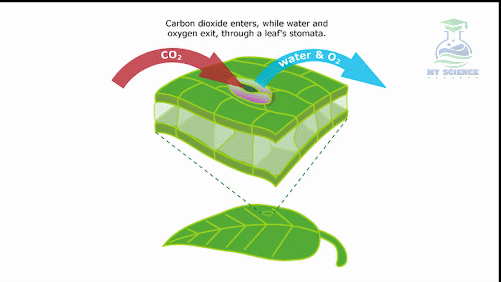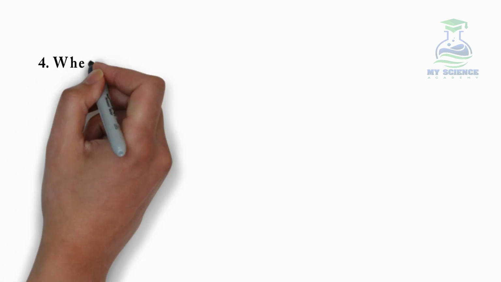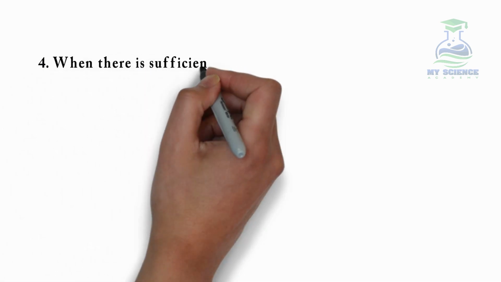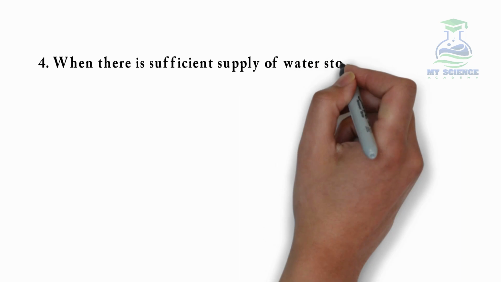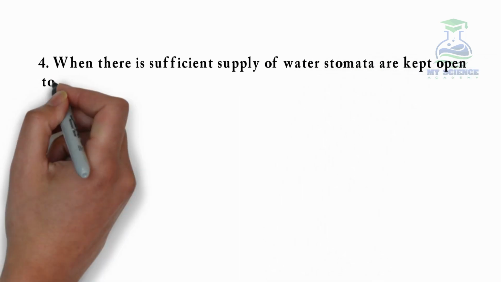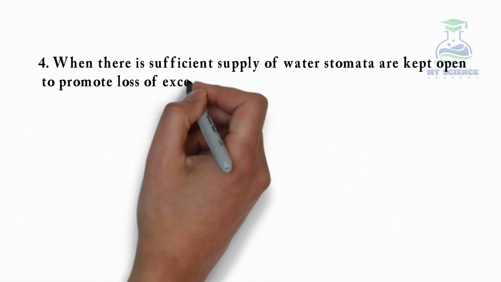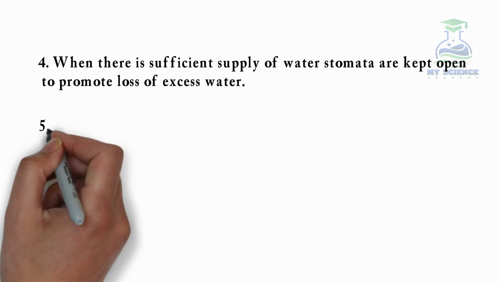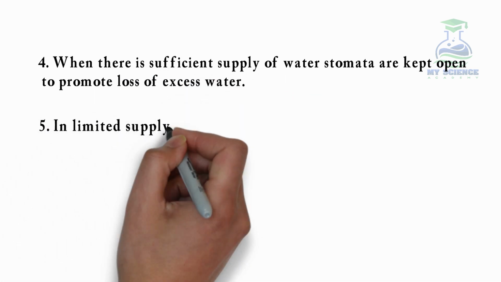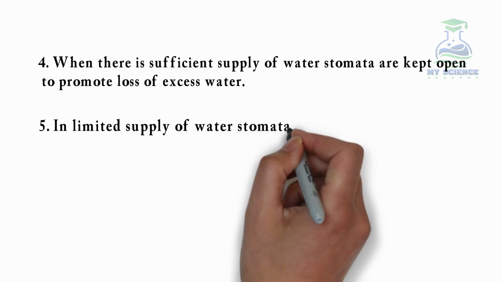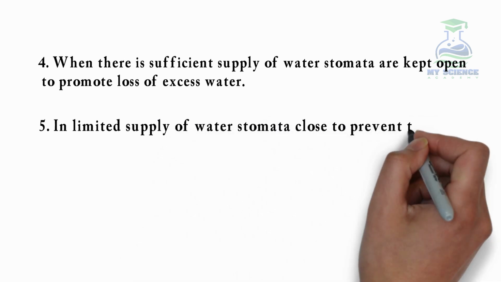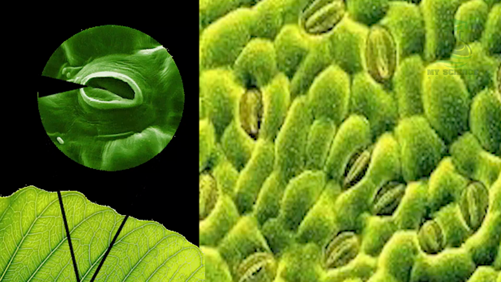As mesophytes are the land plants, you can see the stomata are present on both sides of the leaves, so that makes easy the absorption of carbon dioxide and sunlight and helps in the excretion of oxygen. Number 4, when there is sufficient supply of water, stomata are kept open to promote the loss of excessive water. Number 5, in limited supply of water, stomata close to prevent the water loss.